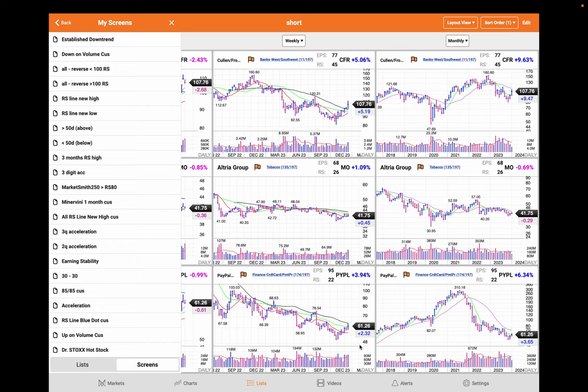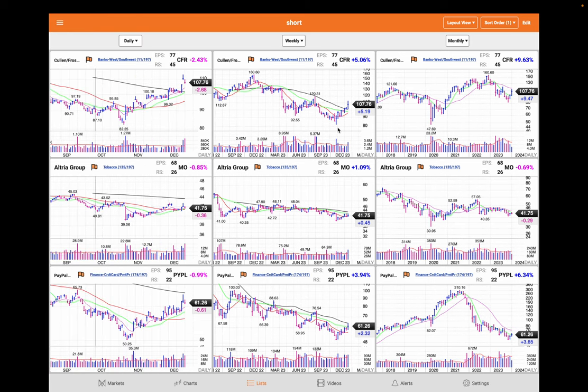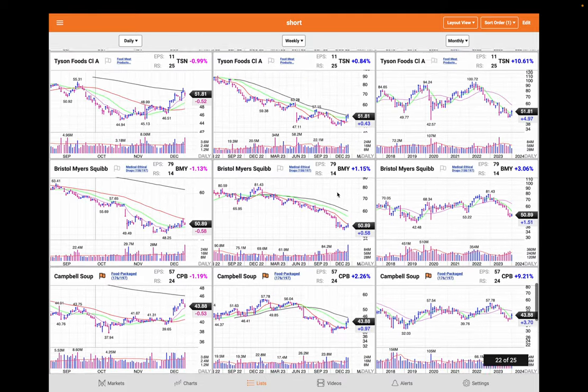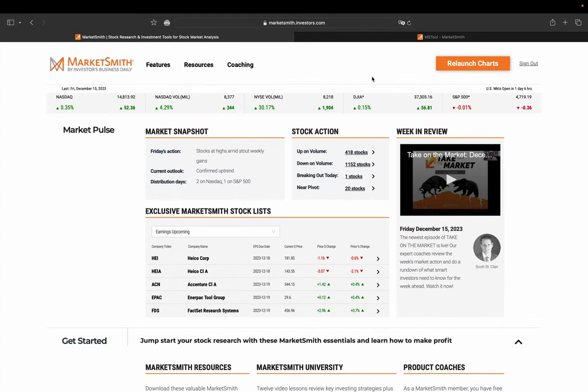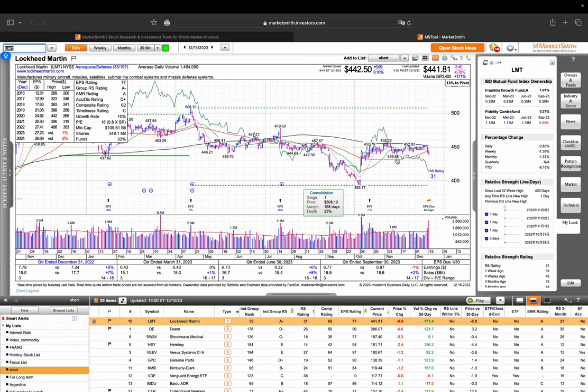So I was just going through my screenings for shorts candidates. I went through both the established downtrends and the down-on-the-volume screening, and I made my short list basically just like this. Today, I just wanted to go through my desktop version of MarketSmith and show how I go into it in more detail.